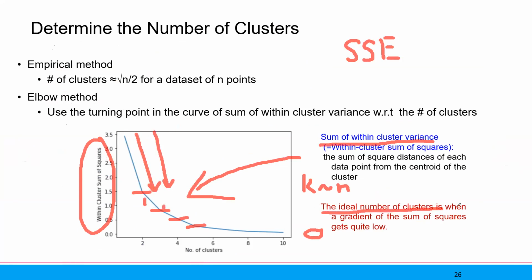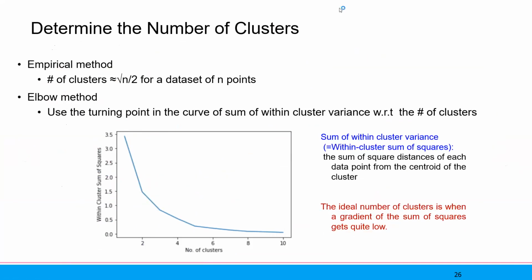The ideal number of clusters is when the gradient of the sum of squares gets quite low. So if it is getting lower, like this one, then this area is proper for our clusters. 2 or 3 or 4 is good. And this kind of method is very subjective. You need to check or you need to choose by yourself.